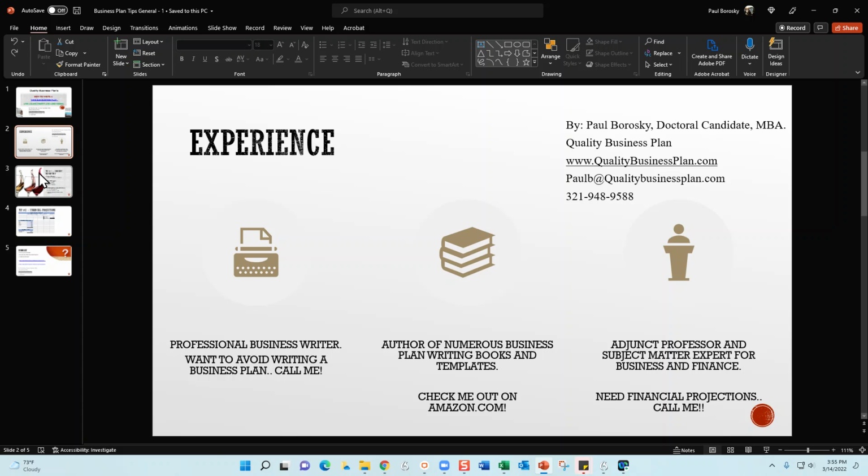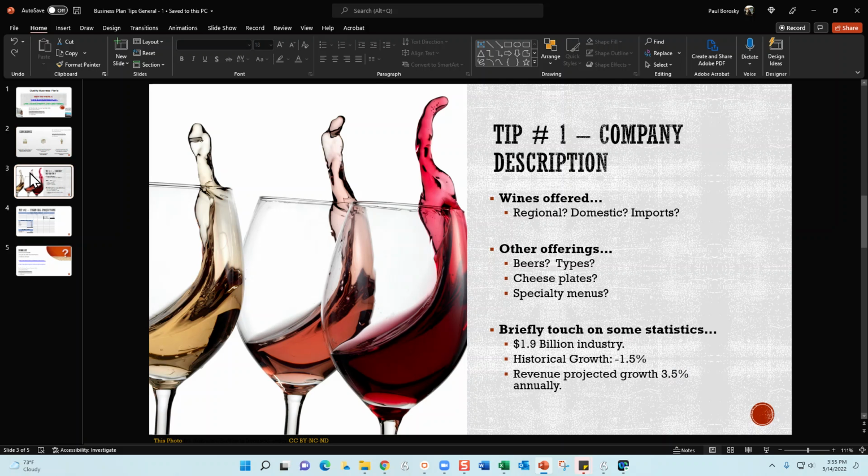All right, so enough about me. Let's talk about your wine bar. So your wine bar, tip number one, specifically for your company description section, is regarding your wines. Yes, you're going to have lots of wines. You're going to be selling those. They might be reds, they might be whites. You might have a mixture of the two. They could be regional, domestic, imports.